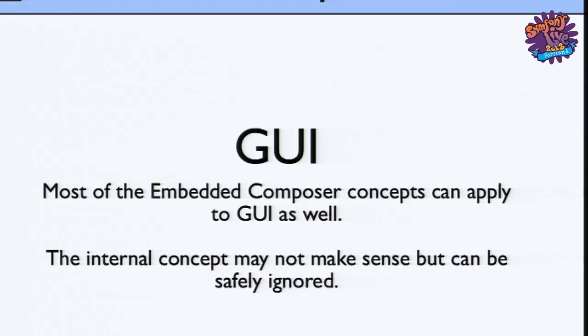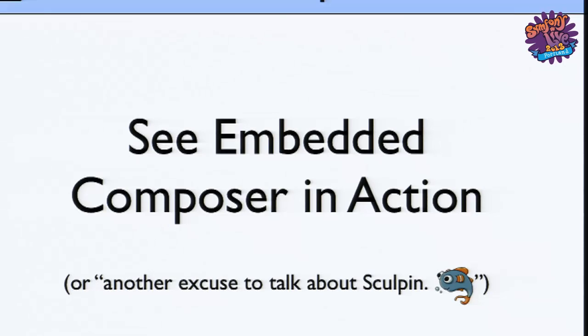You can use the same things for a GUI. The internal concept doesn't make as much sense if you're talking about a web-based application. It's still safe to use. It just doesn't necessarily make sense unless you're distributing your web application as a FAR, in which case it would make total sense. I just haven't really explored that very often. So I wanted to show Embedded Composer in action. It's also an awesome opportunity to show more about Sculpin in real time.